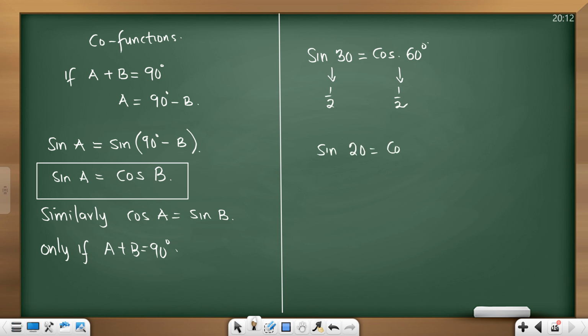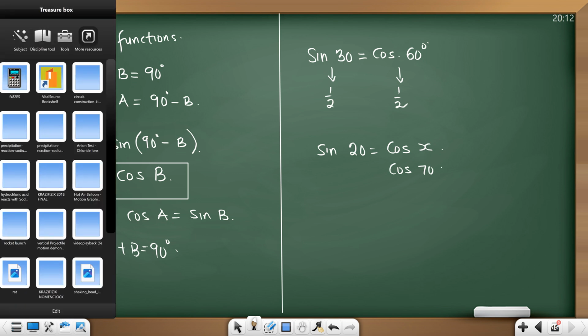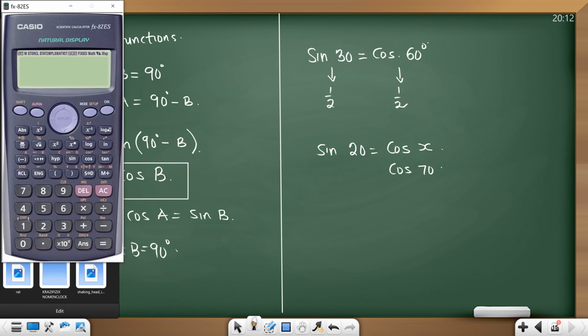Sine 20 equals cos x. What is the value of x? Anybody? What is the value of x? You've got to watch out for these things. Oh, Michelle says 70. Do you agree? Oh, beautiful. Let's confirm. Is that true? Sine 20 is 0.3420. Cos 70, oh, you guys are sweet.